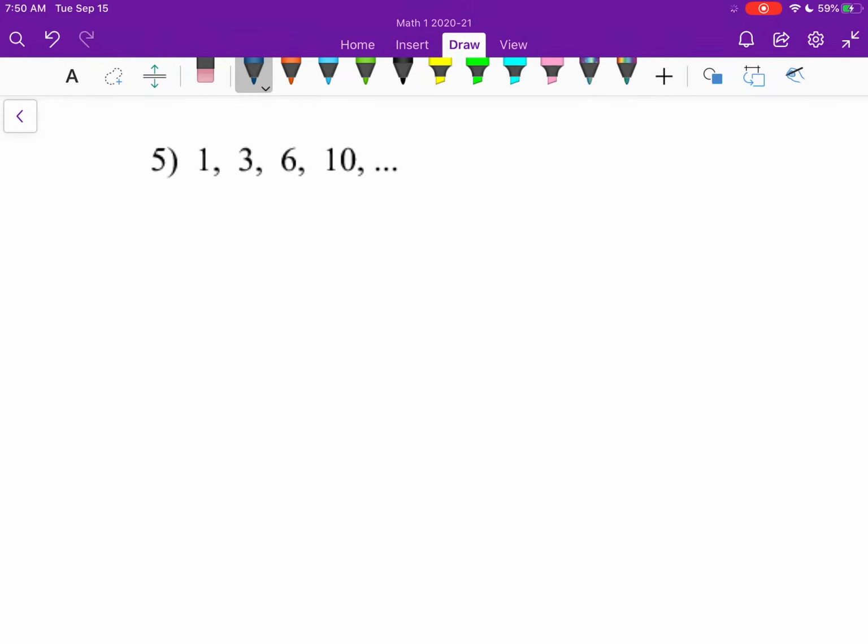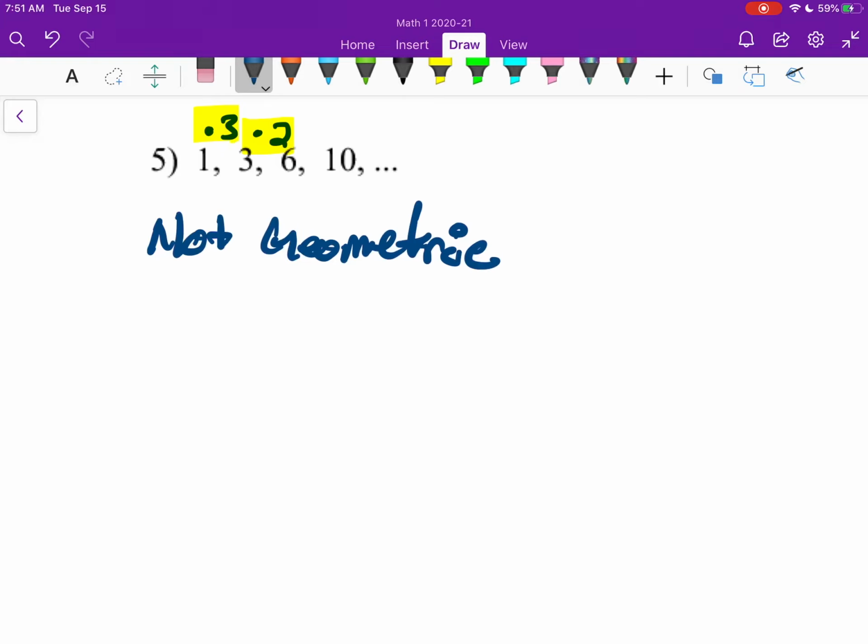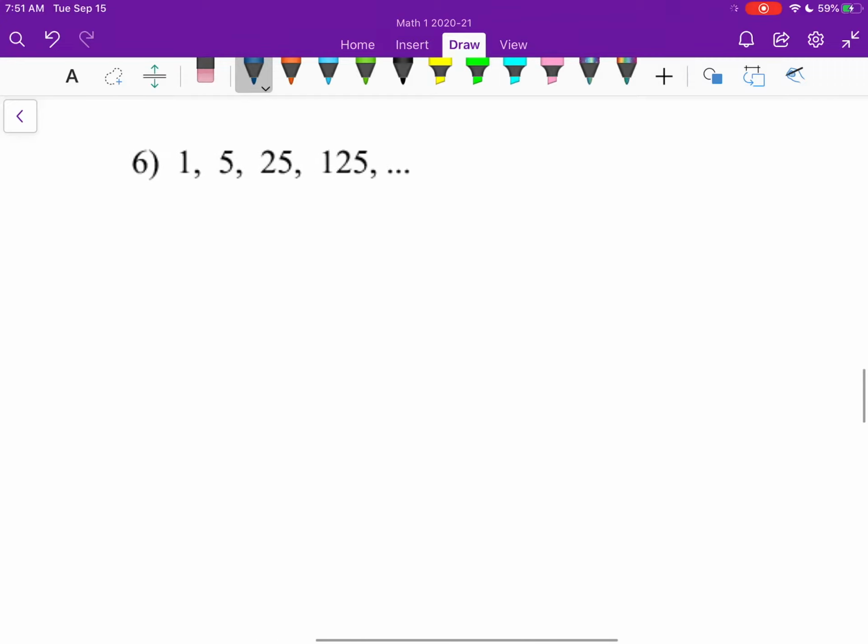Number 5. How could we go from 1 to 3? Well, the only way to do that would be to multiply by 3. From 3 to 6, you'd have to multiply by 2. And then 6 to 10, I'm not even sure if there's a nice way to do that. But we notice that we have 3 and 2 here. This one is not geometric. So we're done with that problem. There's nothing else we can do.